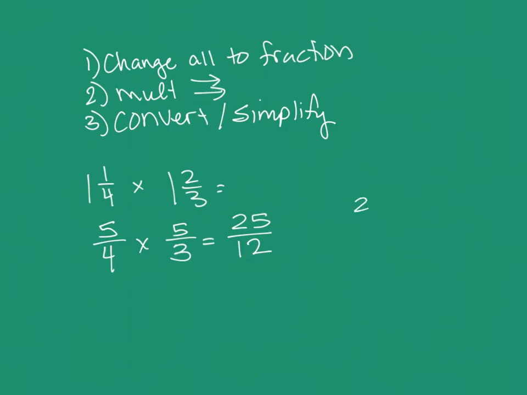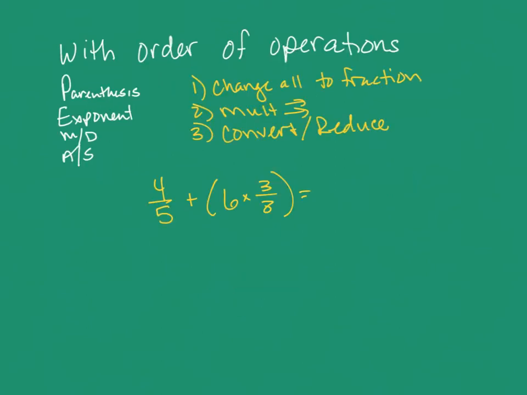So 25 divided by 12. Well, 12 times 2 is 24. It leaves me with 1 out of 12. 12 coming from right here, left over. If I can reduce that fraction further, I would, but 1/12 is as reduced as it gets. That is the answer.